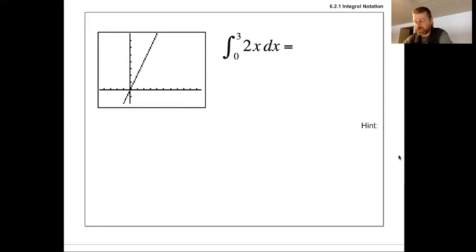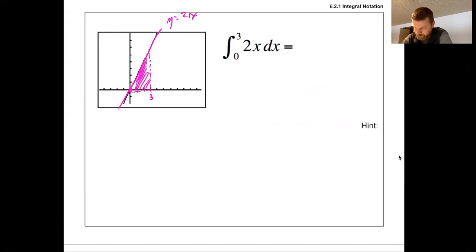So it says, hey, find the integral from 0 to 3 of 2x dx. We can do that. We know it's just the area under your curve. So here's the curve of y equals 2x. It's the area under the curve starting at 0 and ending at 1, 2, 3. So all this is asking is, what is the area right there?